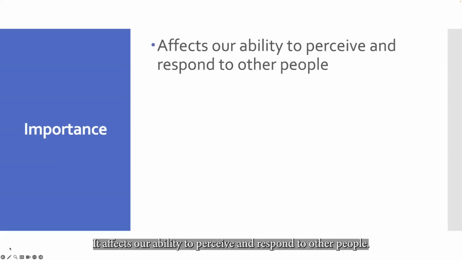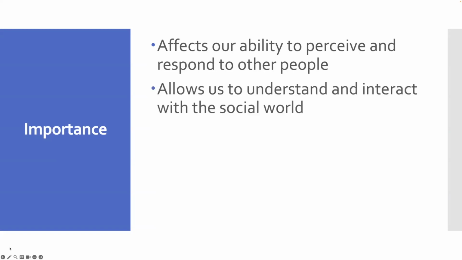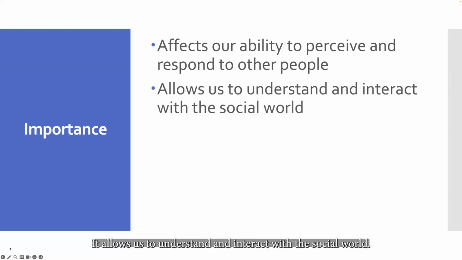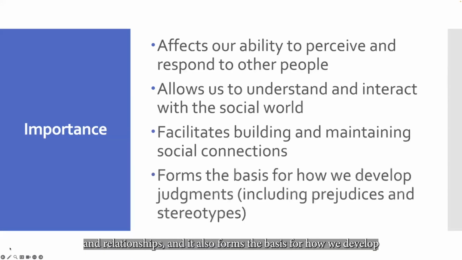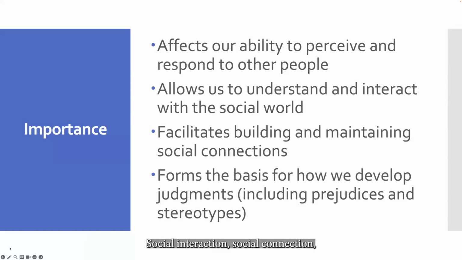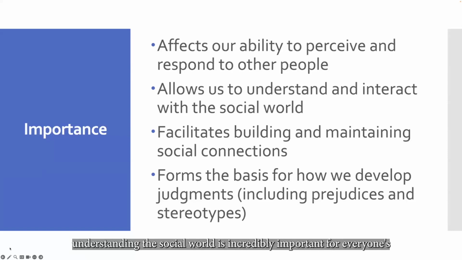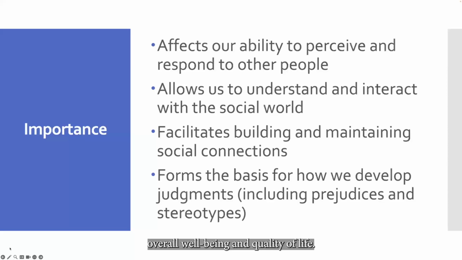It affects our ability to perceive and respond to other people. It allows us to understand and interact with the social world. It's what facilitates building and maintaining social connections and relationships. And it also forms the basis for how we develop judgments, including things like prejudices and stereotypes. Social cognitive skills are incredibly important. They are a specific type of cognitive skill that is related to our ability to understand social phenomena in the world. Social interaction, social connection, understanding the social world is incredibly important for everyone's overall well-being and quality of life.